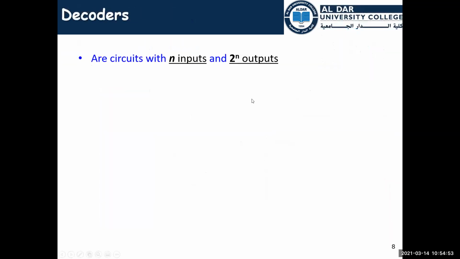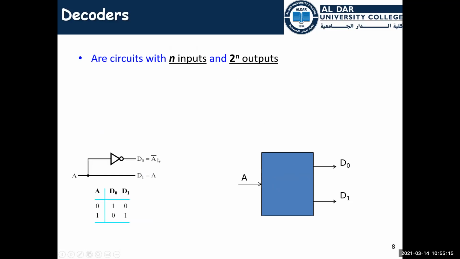Okay. So how to implement this circuit? How to implement it? We have a logic of A, and this is just a simple signal. This signal is converted to D0 or D1. This is the simplest one, just a single input, two outputs, 1 by 2. This is a 1 by 2 decoder. This is a very simple decoder.